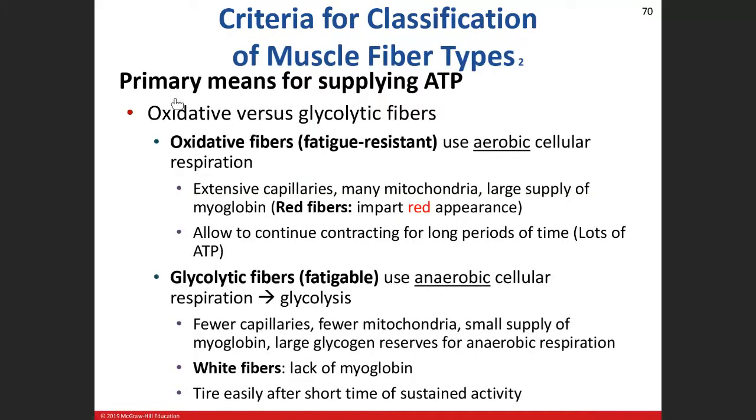All right. So finally, our glycolytic fibers, they fatigue relatively quickly. So those contractions last for a short period of time. Okay? Does that kind of make sense to you guys?